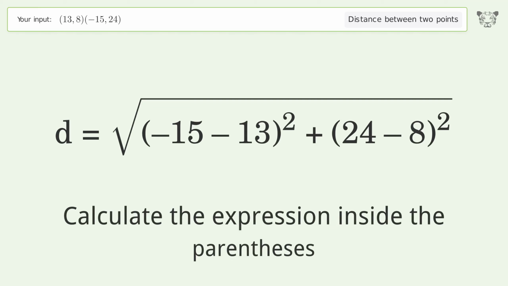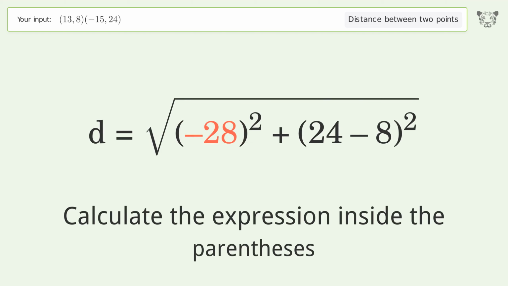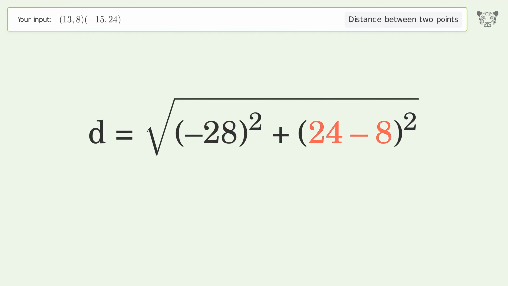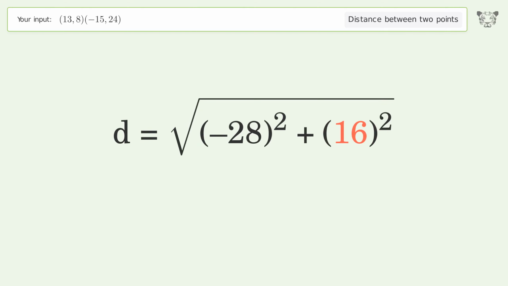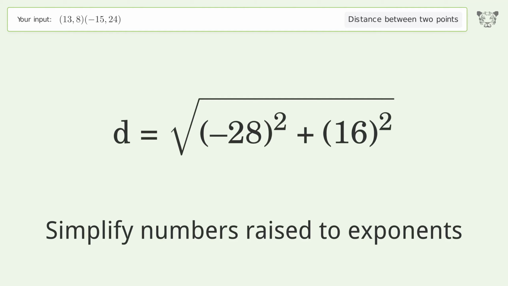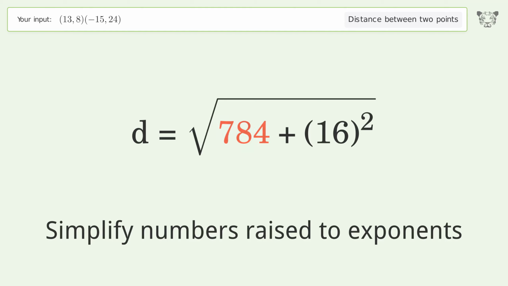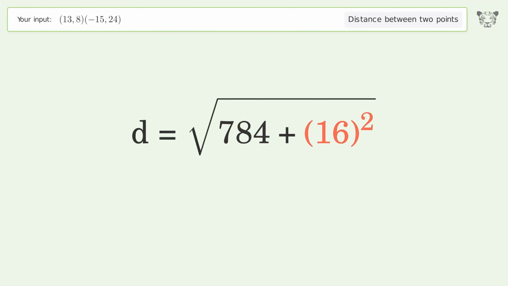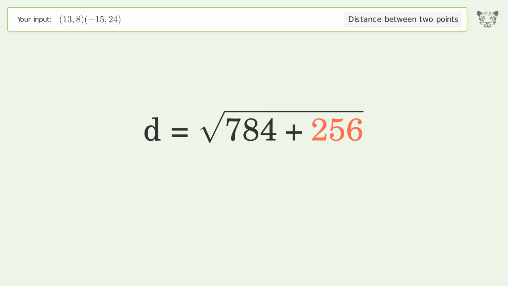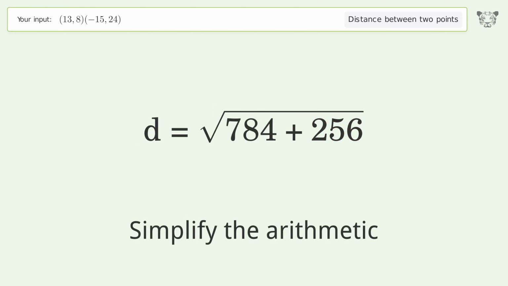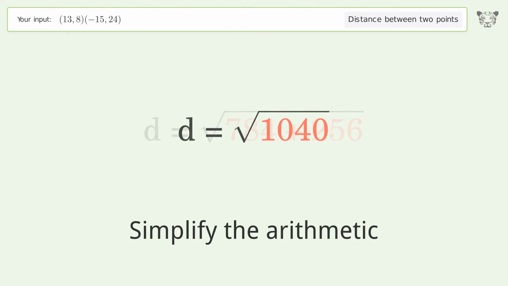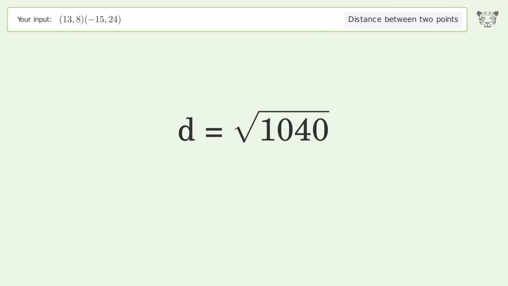Calculate the expression inside the parentheses. Simplify numbers raised to exponents. Simplify the arithmetic. And so the distance between the 2 points is the square root of 1040, or 32.249.